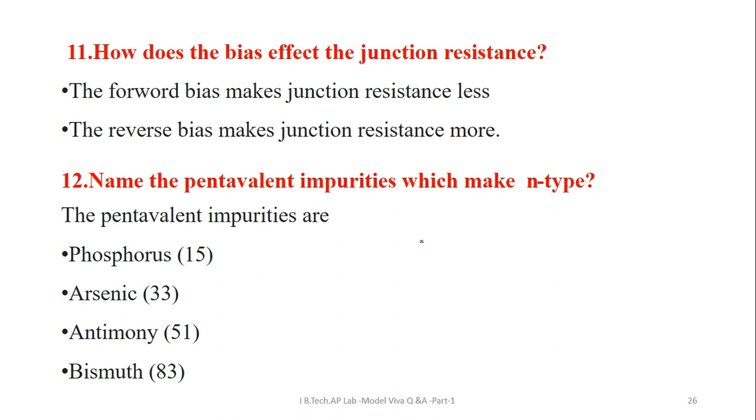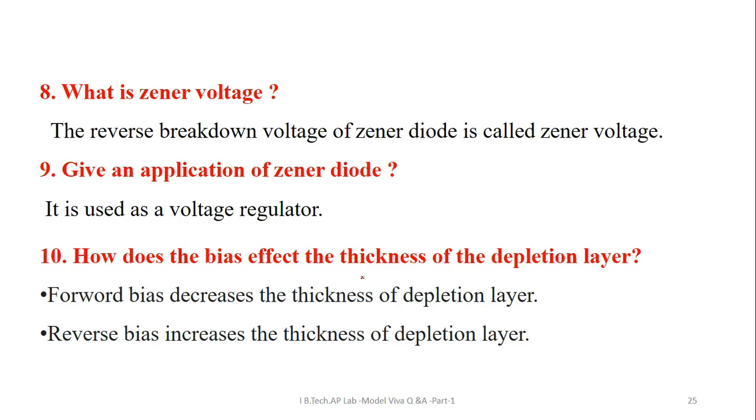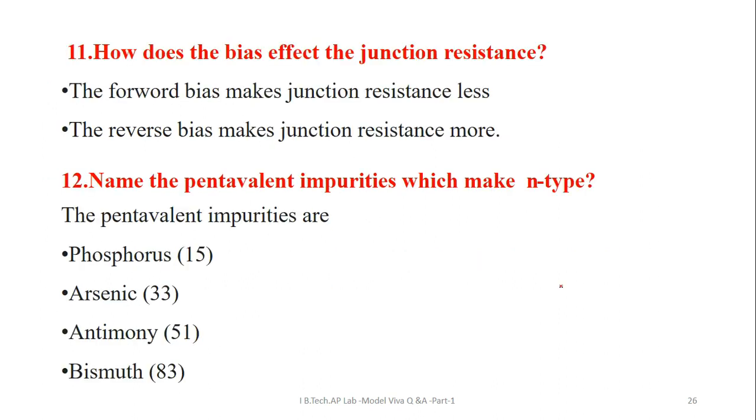Then how does the bias affect the junction resistance? Typically both are related. Whenever the thickness of the depletion layer decreases, resistance decreases. If the thickness of the depletion layer increases, resistance increases.